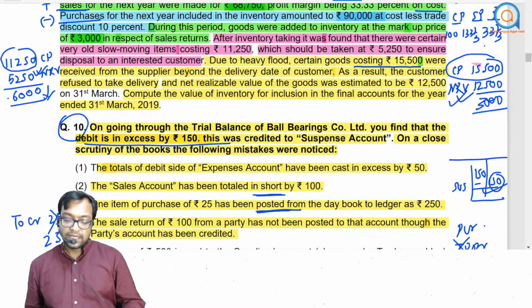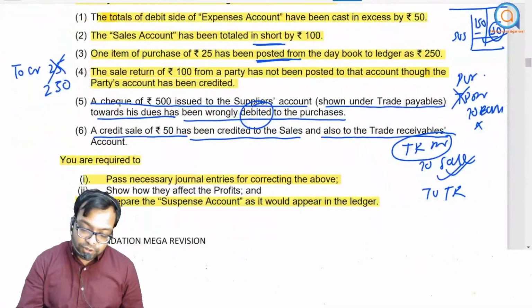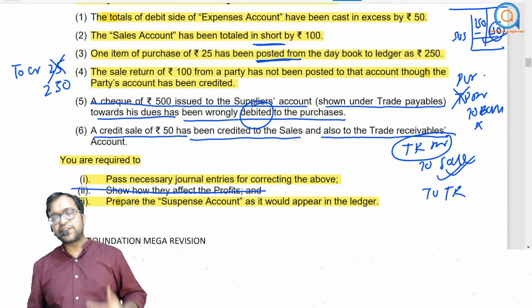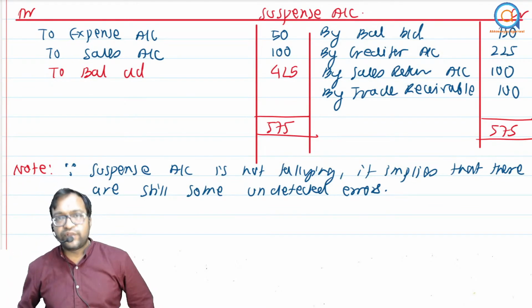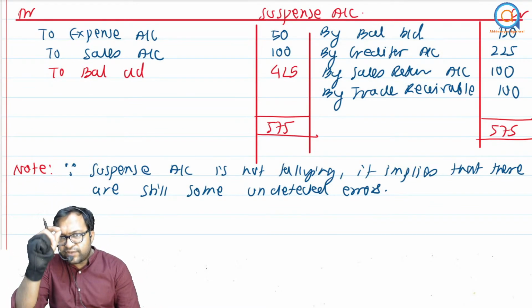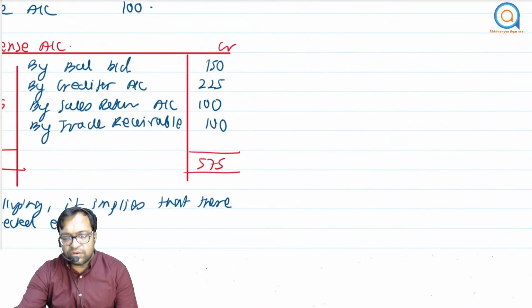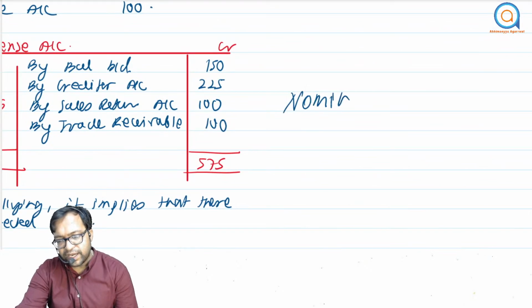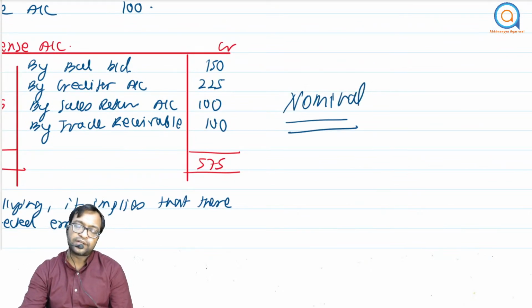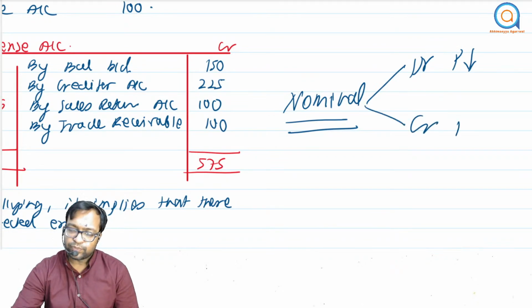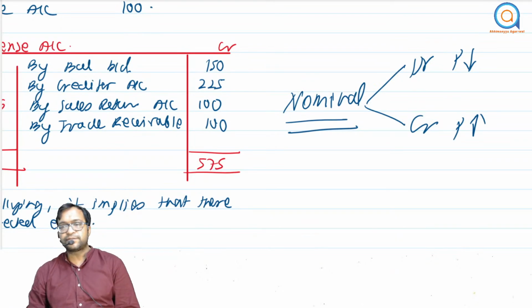Yes, sir. There was one more question. Show how they affect the profit. Means how this rectification will affect the profit. Very simple. Only those entries will affect the profit in which you find a nominal account, because a nominal account will ultimately go to P&L, na. So only entries containing a nominal account will affect profit. And the rule is simple. If you see the nominal account being debited, that means it will decrease your profit. And if you see your nominal account being credited, that means it will increase your profit.